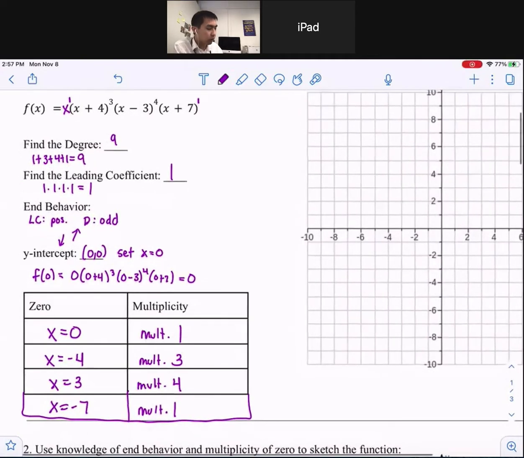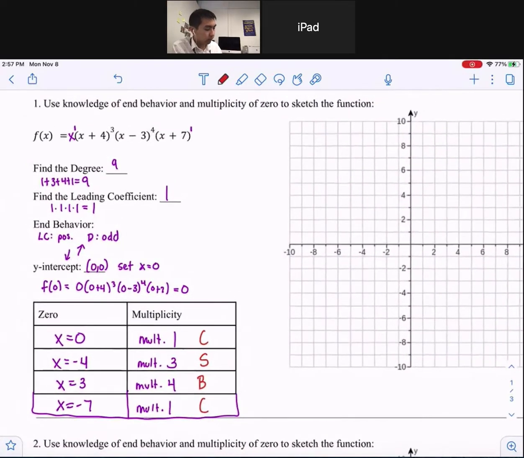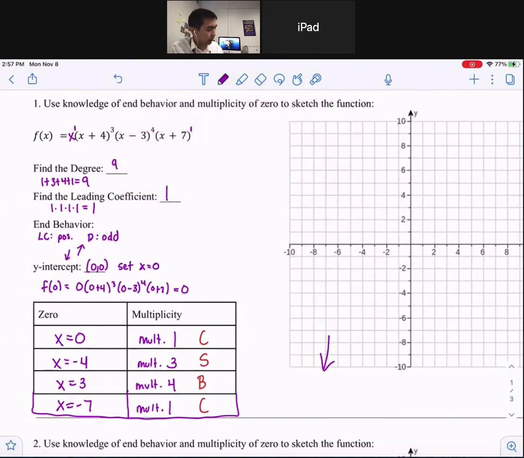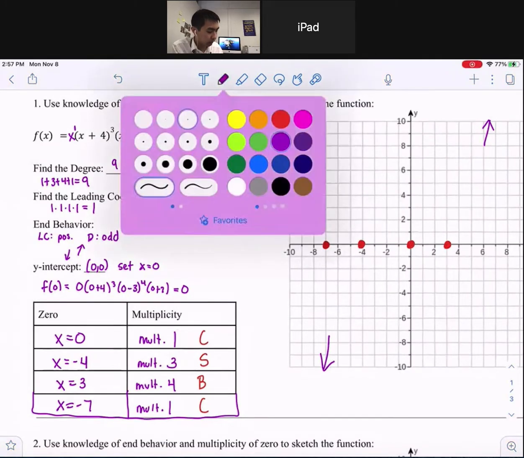So at multiplicity 1, that is a cross. Multiplicity of 3, it's odd, so that's going to be a slide. And multiplicity of 4, an even multiplicity, that's going to be a bounce. So now, let's get our end behaviors. So down and then up, and then let's graph all of these zeros. So x equals 0, that's 1, 0, -4, 3, and x equals -7. And now we can finally graph.